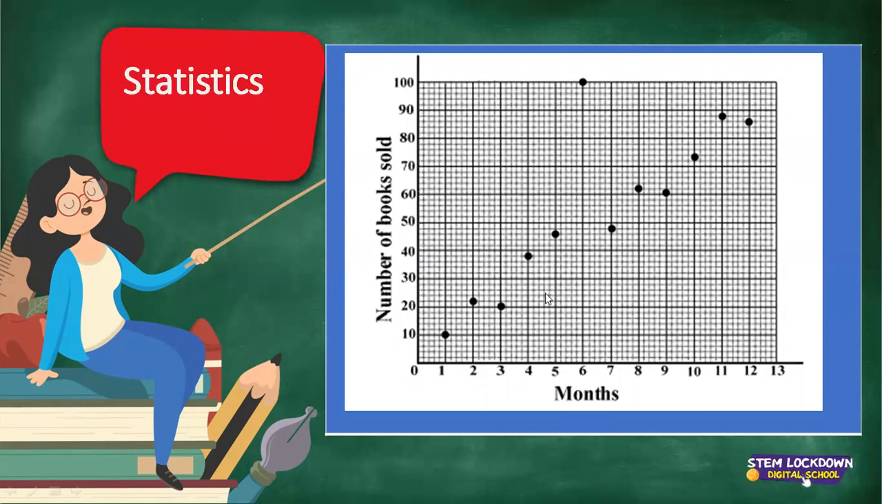To do that, first we need to get a line of best fit. We need to get a line of best fit. So a line of best fit means what? A line that connects some of the points together.